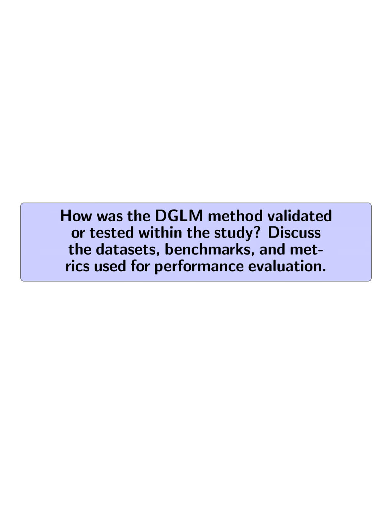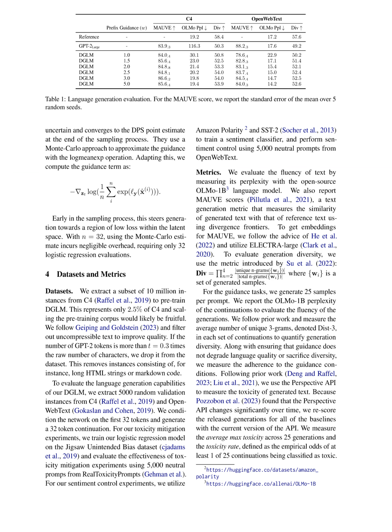How was the DGLM method validated or tested within the study? Discuss the datasets, benchmarks, and metrics used for performance evaluation. The DGLM method was validated using a subset of 10 million instances extracted from the C4 dataset for pre-training, which represents only 2.5% of the total C4 data. To evaluate its language generation capabilities, 5,000 random validation instances were drawn from both C4 and OpenWebText, conditioning the network on the first 32 tokens to generate a 32-token continuation.